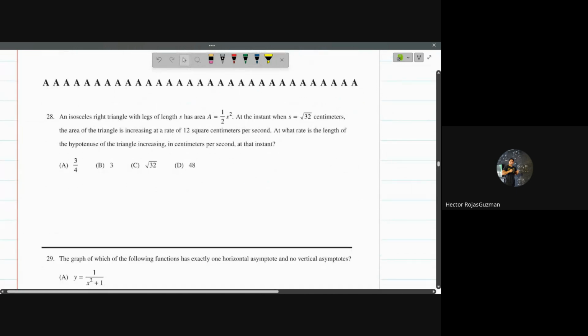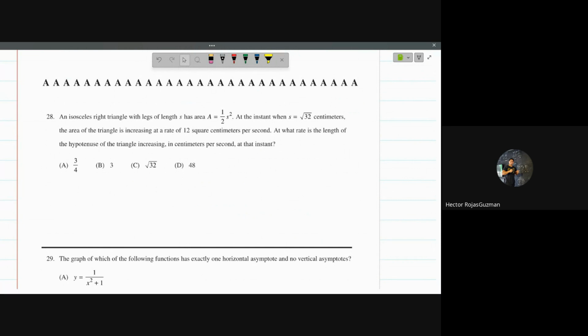An isosceles right triangle with legs of length s has an area of 1/2 s squared. At the instant when s is equal to square root of 32 centimeters, the area of the triangle is increasing at a rate of 12 square centimeters per second. That right there is dA dt. At what rate is the length of the hypotenuse of the triangle increasing? So you want to find dH dt.